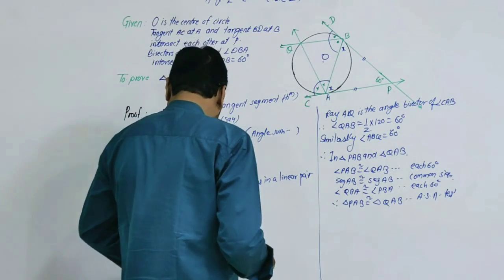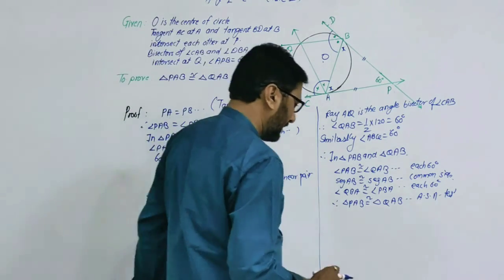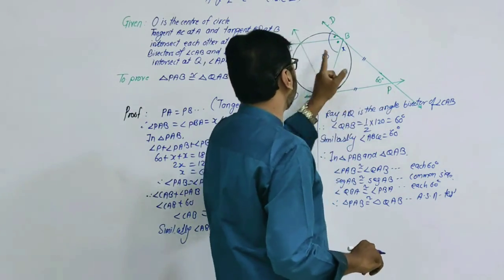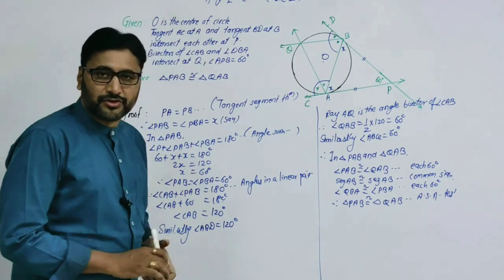So students, thus we have proved triangle PAB is congruent to QAB. Understood students?